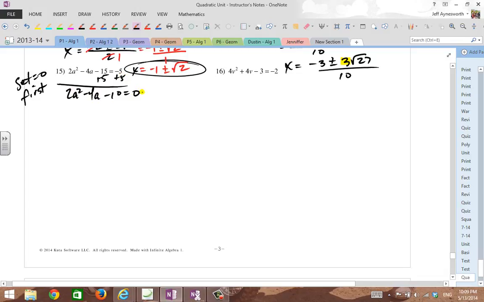I also noticed that everything's divisible by 2, so I'm going to make life easier on myself. I'm going to divide them all by 2 and simplify my equation. This doesn't change the answers, it just simplifies it and makes things easier to deal with.